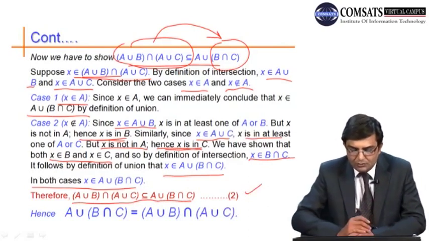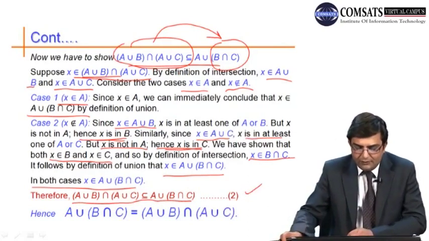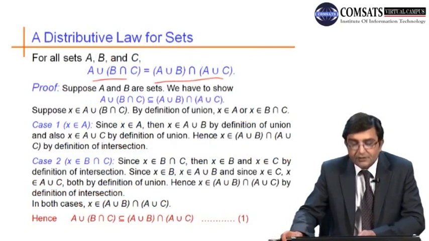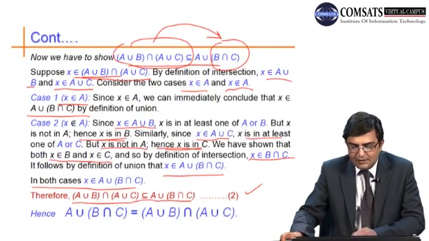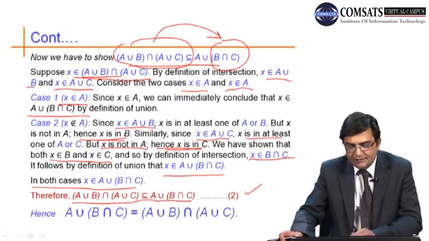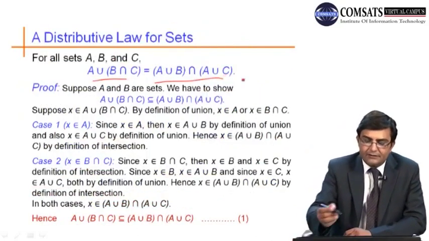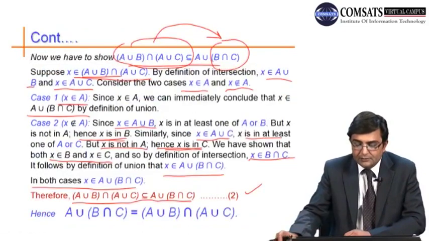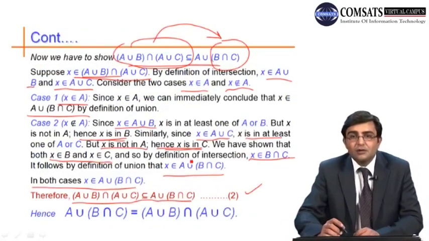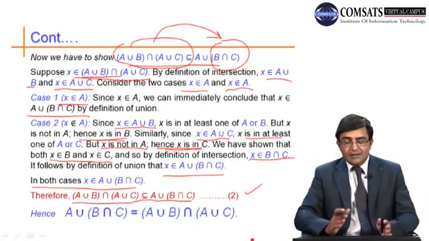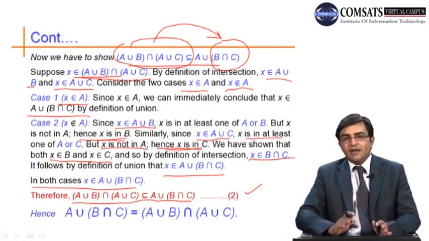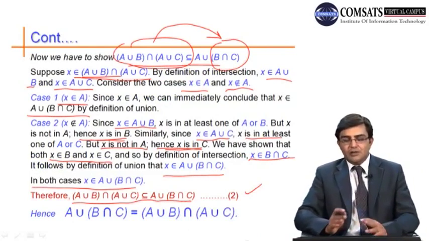Now this is equation 2. In equation 1 we have proved that this set is a subset of this set, and in equation 2 we have proved that this is a subset of this. Now we can conclude by the definition that if A is a subset of B and B is a subset of A, then we can say that A is equal to B.